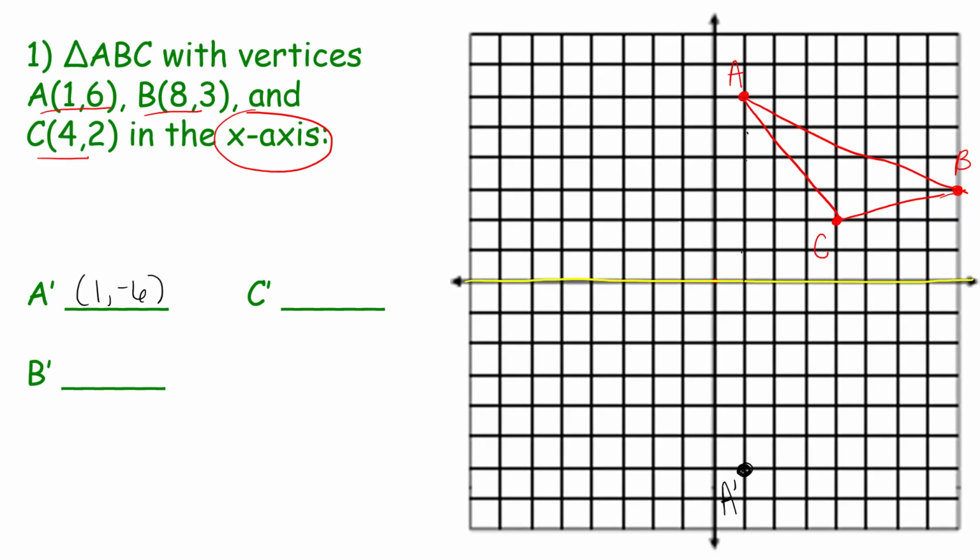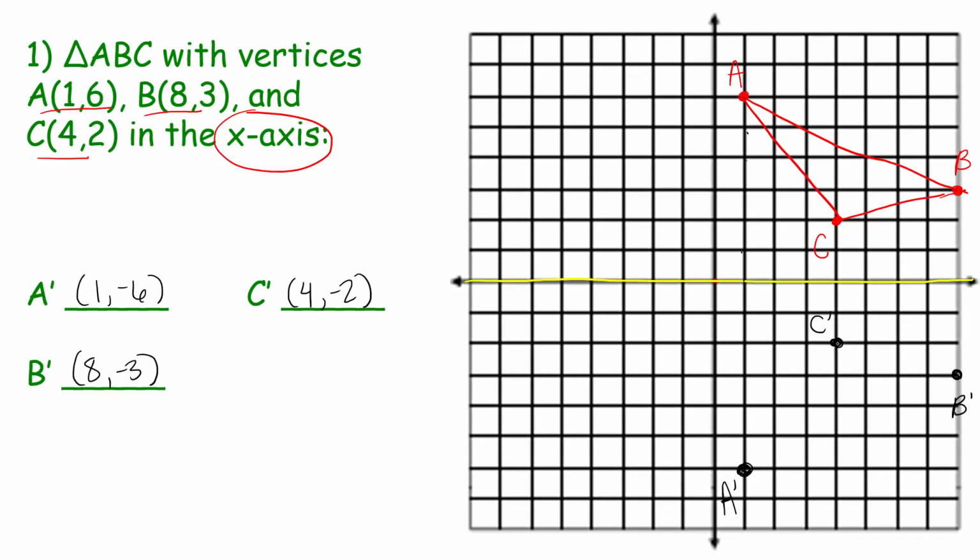All right, let's go to B next. B is 1, 2, 3 away from my x-axis, and it's 3 above the x-axis. So I want to go 3 below. 1, 2, 3. And that is B prime. B was 8, positive 3. B prime is 8, negative 3. And last one, C is 1, 2 away from the x-axis, so it's 2 above, so I want to go 2 below, and that gives me C prime. So instead of 4, positive 2, C prime is 4, negative 2.